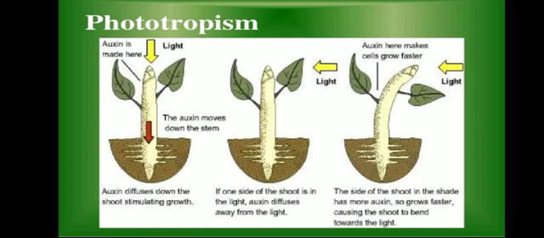Positive, negative, I'll explain now. Normally the shoot part of the plant moves towards the sunlight. This is a positive phototropism. And the root is just the opposite direction, isn't it? The root moves towards the soil in search of water. This indicates a negative phototropism.